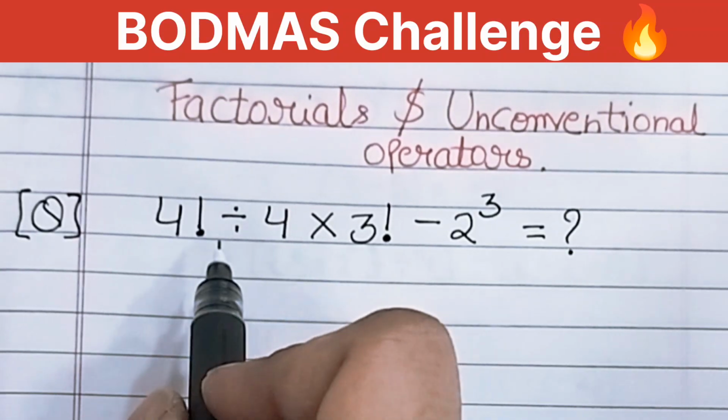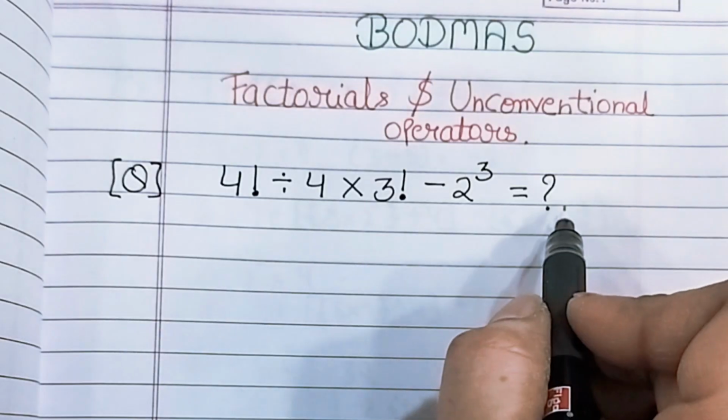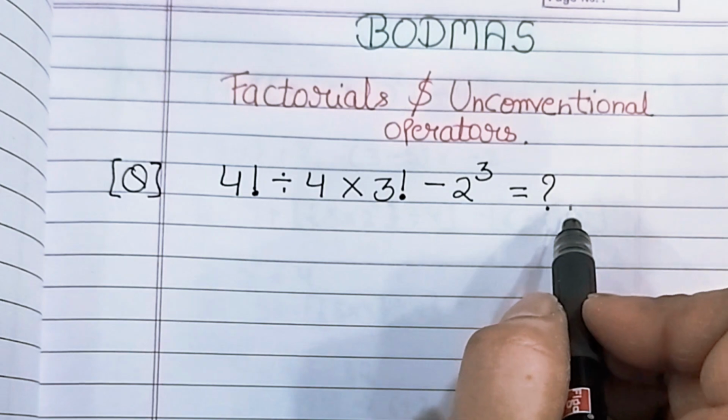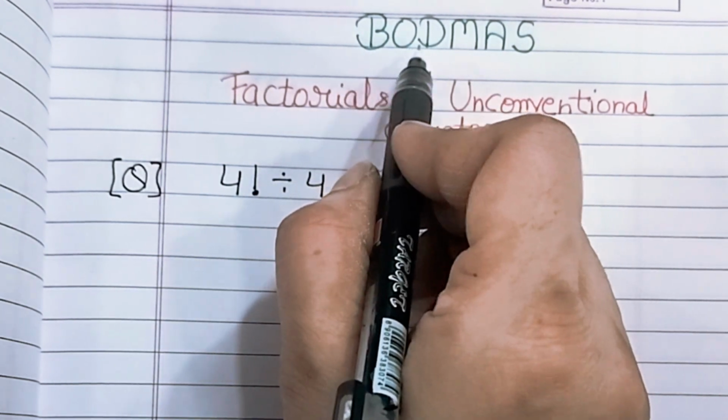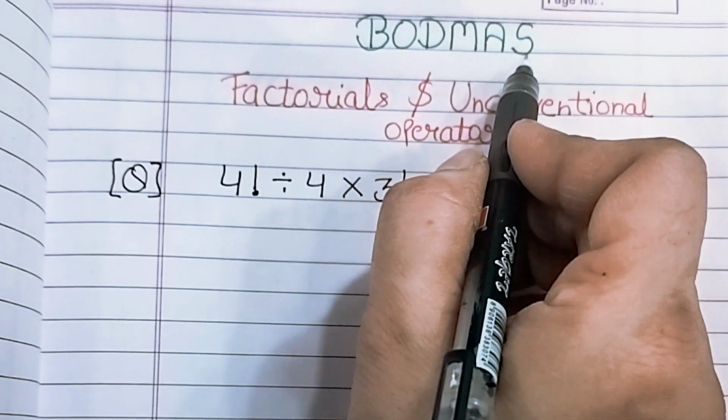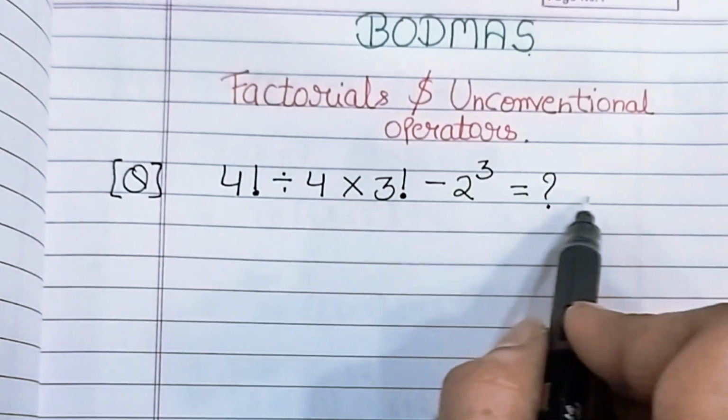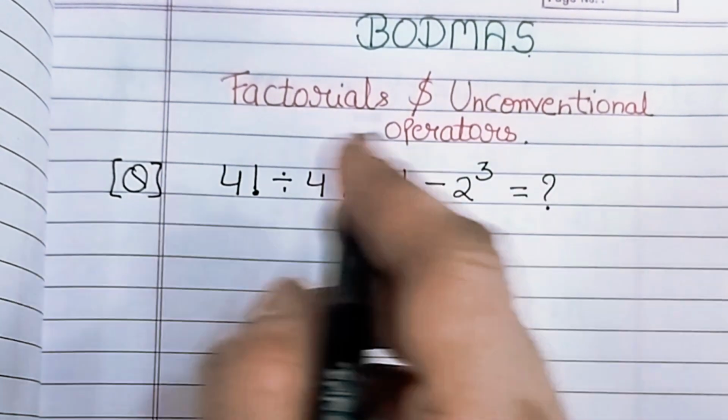So friends, the mathematical expression as you can see here, to solve this we follow the BODMAS rule. The BODMAS rule says first brackets, order or exponents, division, multiplication, addition and subtraction. Now this expression, we will break it down step by step.